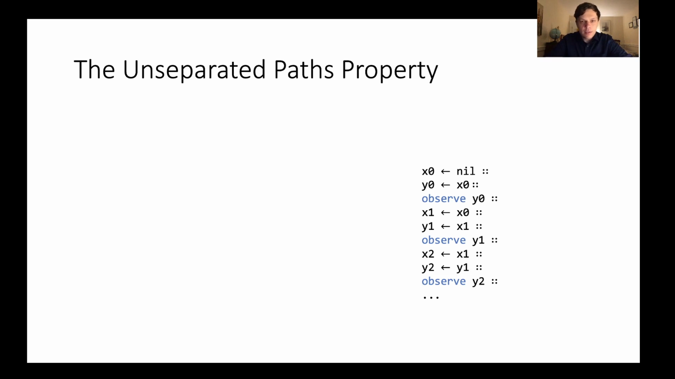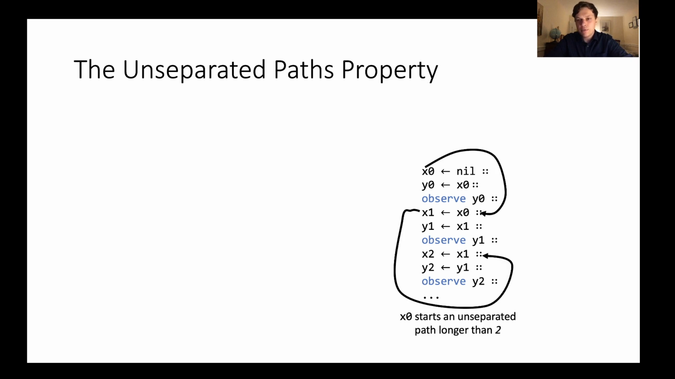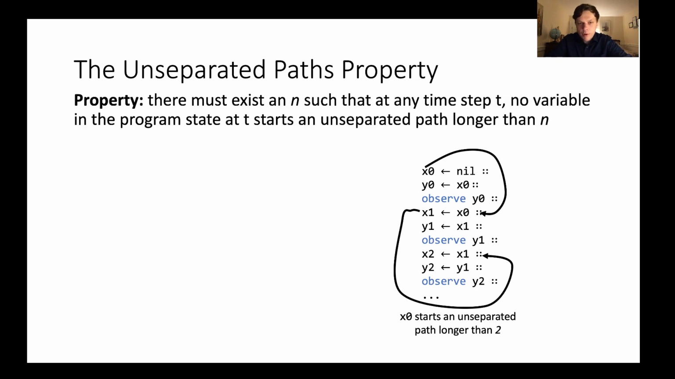All right, let's look at the unseparated paths property. First I'm going to explain what an unseparated path is. An unseparated path is a sequence of variables, each sampled from the previous one, such that no variable is directly observed. So for example, in this program, we have an unseparated path that goes from x0 through to x1 and then through to x2. And this unseparated path must have length at least 2 because that's how many variables are involved. The unseparated paths property states that there must exist an n such that at any time step, no variable that is in the program state at that time step starts an unseparated path longer than n.